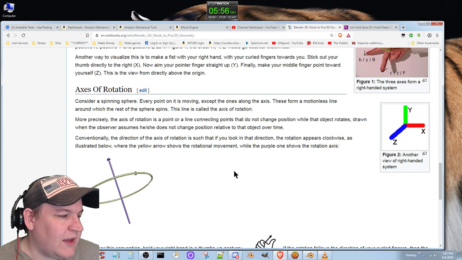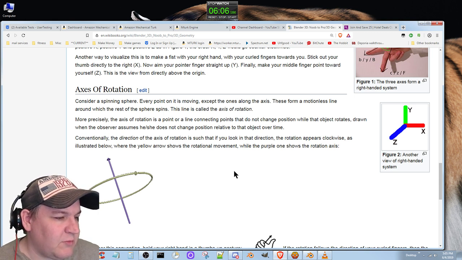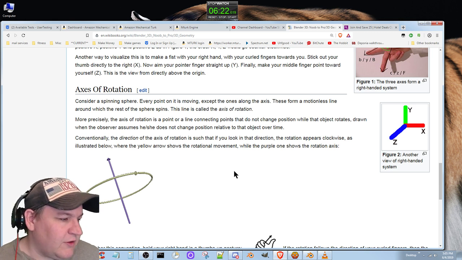More precisely, the axis of rotation is a point or a line connecting points that do not change position while their object rotates, drawn when the observer assumes he or she does not change position relative to the object over time. Conventionally, the direction of the axis of rotation is such that if you look in the direction, rotation appears clockwise, as illustrated below, where the yellow arrow shows the rotational movement. Meanwhile, the purple one shows the rotation axis.